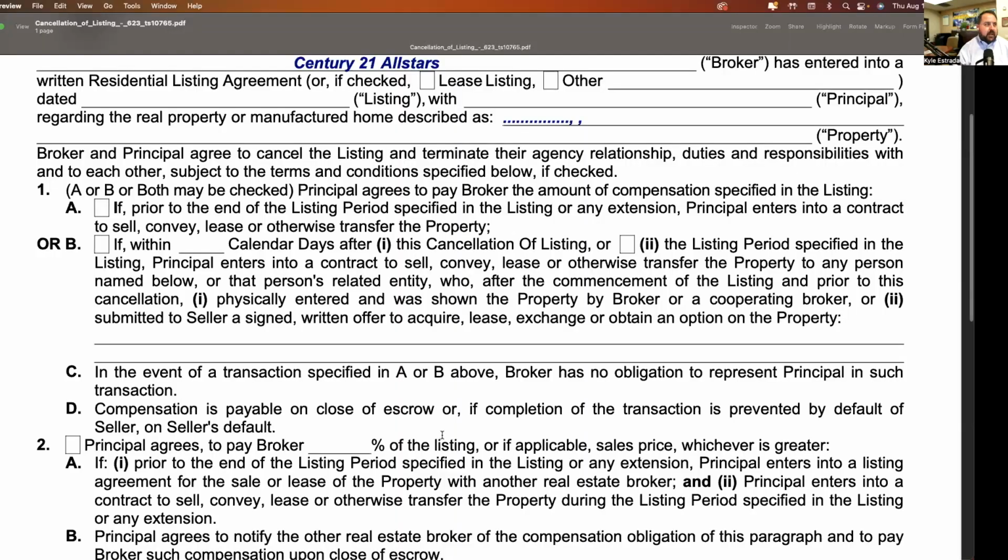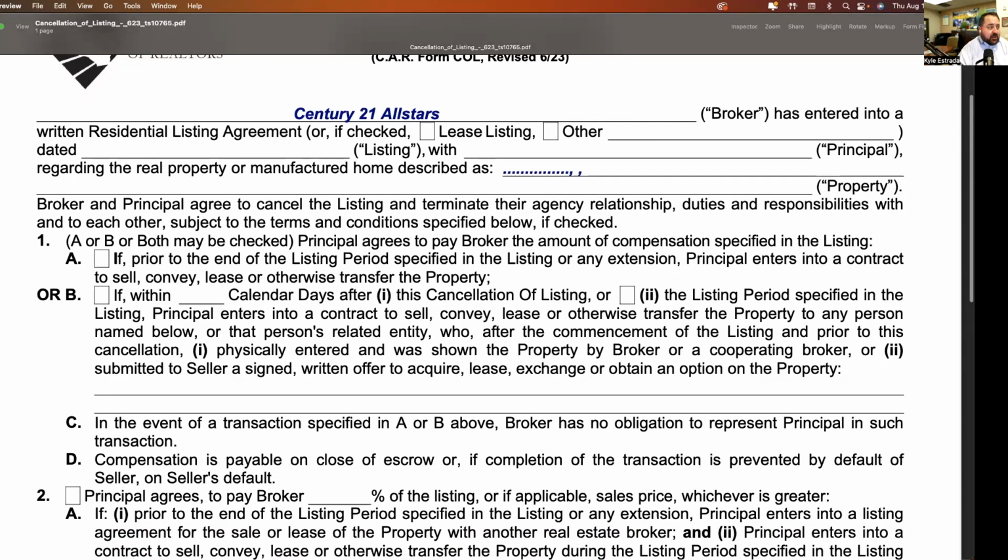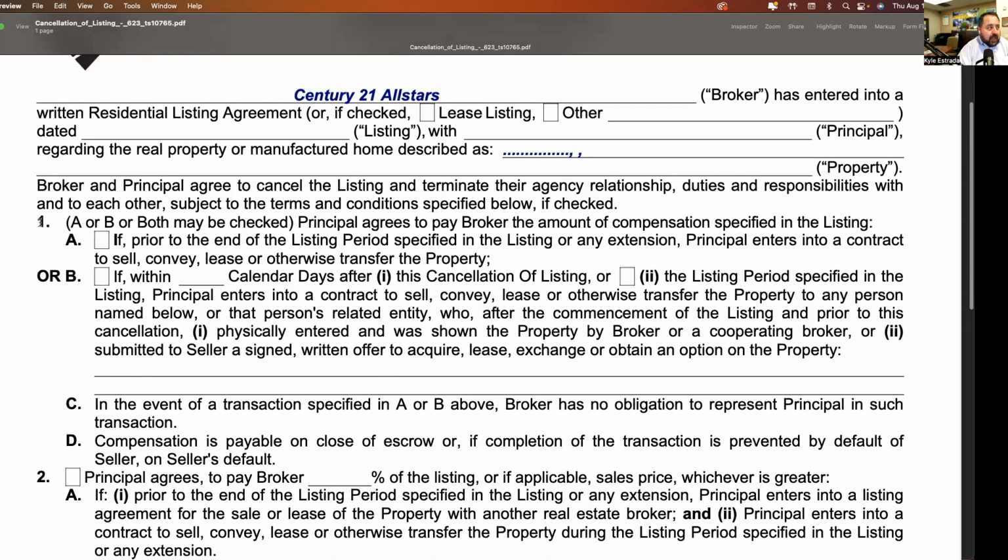There it is. All right. So what they added in the cancellation of listing is that any of the numbered paragraphs can be checked, but both options in paragraph 1 could apply. Okay. So now, both of these things could apply.